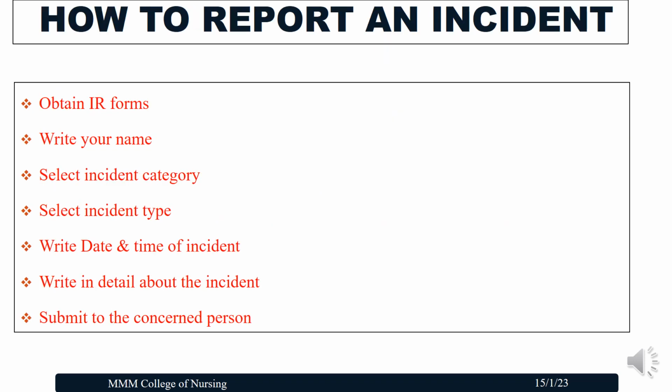How to report an incident? What are the steps we have to follow when writing an incident report? The first step is to obtain an incident report form and write your name. Select the incident category: whether it is a medication error, a prescription error, or a fall risk. Then select the incident type, what type of incident happened. Write the date and time of the incident, write in detail about the incident, and submit to the concerned person. These are the steps included in writing an incident report.